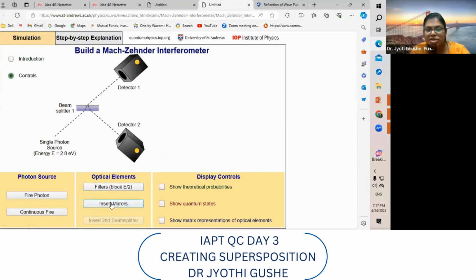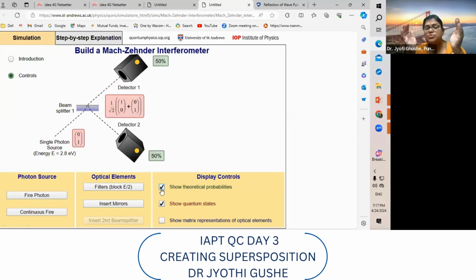I will remove the mirrors. The very first case here, when I fire the photon and we were getting the output in 1 or 2, this shows the quantum states and this shows the theoretical probabilities. Now the picture is more clear: the single photon, which was incident on a beam splitter, created multiple states, 2 states.